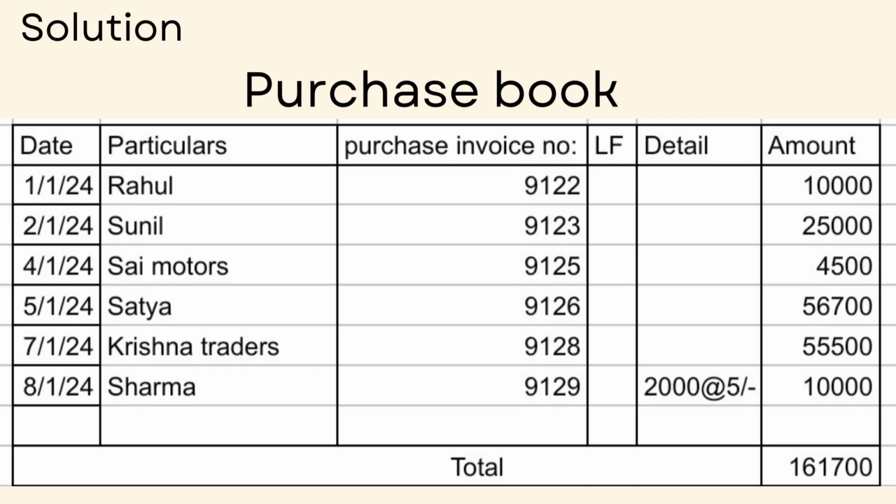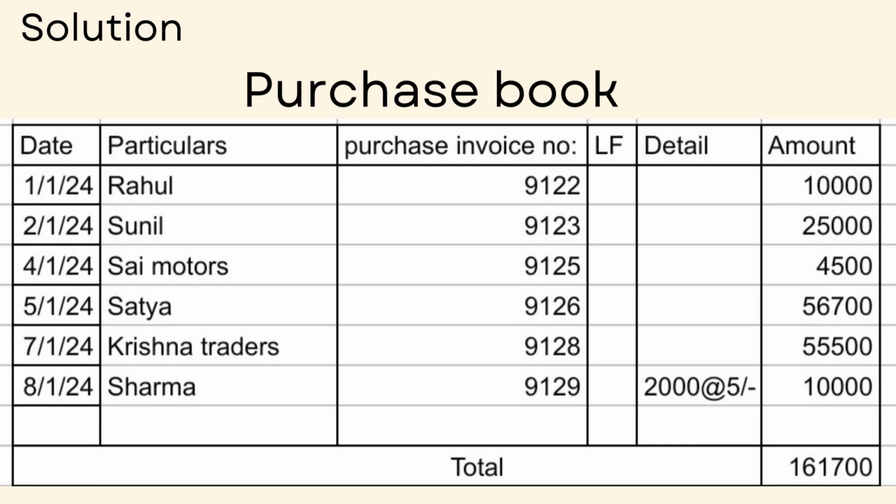Please write the date and name of that person from whom you have purchased. Okay, on first we purchased from Rahul. Please write Rahul's name, the purchase invoice number which is given in the question, and put the amount in the amount column, 10,000. On second we have Sunil, amount 25,000. Fourth, Sai Motors, amount 4,500. Okay. On fifth we have Satya, amount 56,700. On seventh we have Krishna Traders, 55,500. And finally on eighth we have Sharma, which is 2,000.